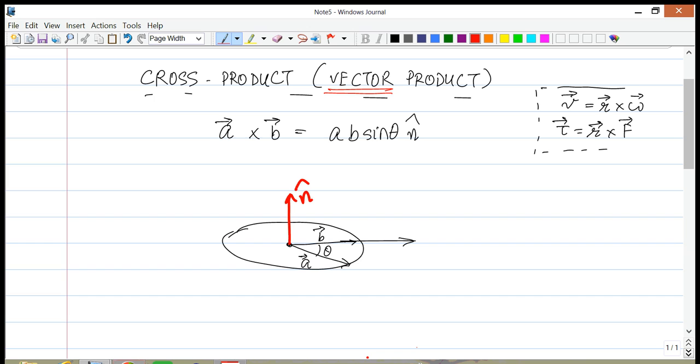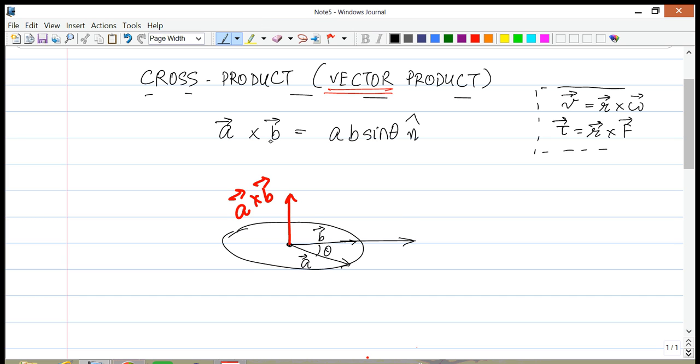So this is the direction of n. n hat is nothing but a unit vector. It is the direction of the vector a cross b. It's a unit vector in that direction. So a cross b is the vector that points in a direction perpendicular to the plane formed by a and b. So that's an important property of a cross product.